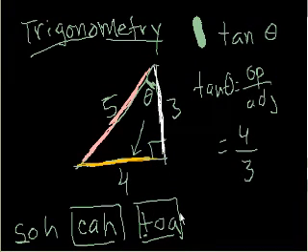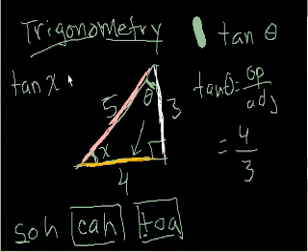Now let's do another angle on this. Let's call this angle here, I don't know, let's call it x. I don't know any other Greek letters. Let's call that angle x. So if we wanted to figure out the tan of x, let's see if it's the same as the tan of theta.